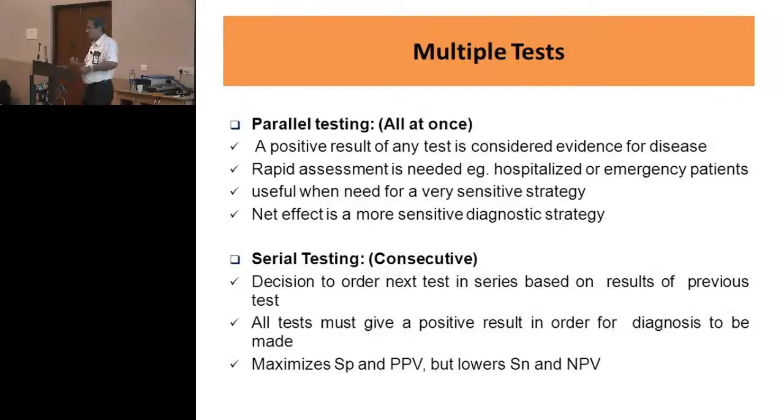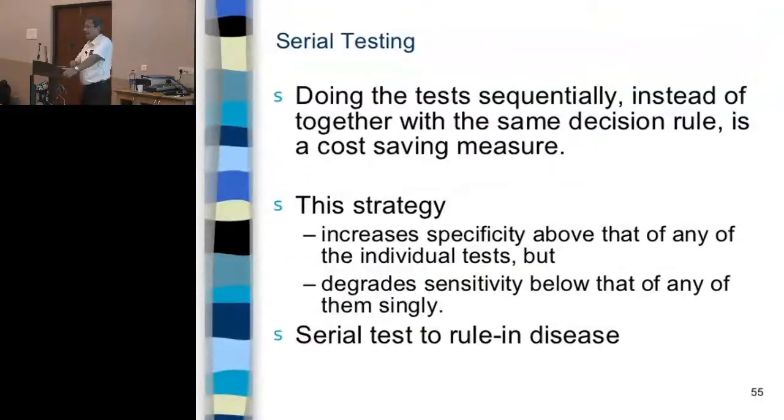Serial testing is consecutive testing, and the decision to order the next test in series is based on the results of the previous test. So all tests must give a positive result in order for diagnosis to be made. This maximizes specificity and predictive values, but lowers sensitivity and negative predictive value. So serial testing, doing the test sequentially instead of together with the same decision rule.